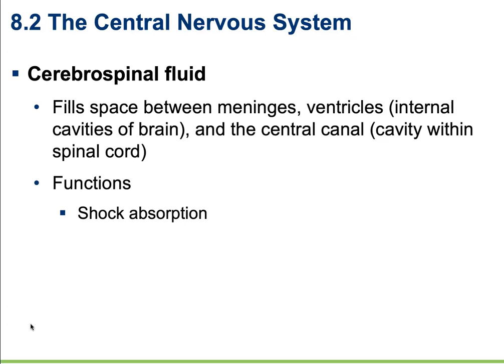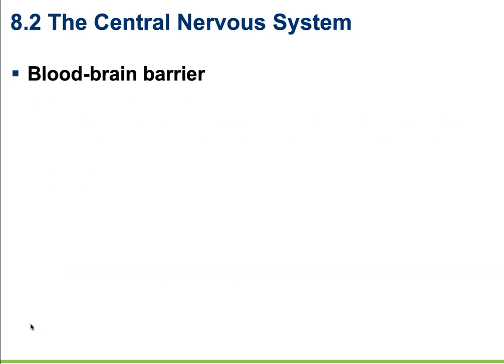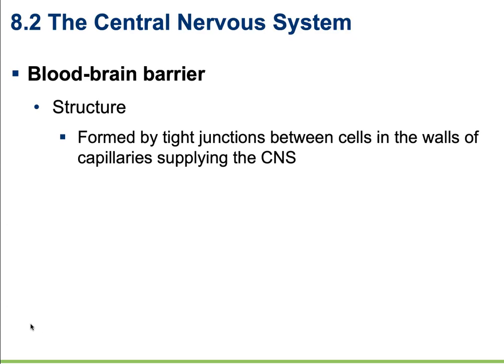Mostly, this is going to function for shock absorption, but it also does provide support and nourishment and waste removal. So this constant wash of cerebral spinal fluid helps maintain and helps provide nutrients to various parts of the central nervous system. The blood-brain barrier is one method that we have to protect our central nervous system. The way that it functions is that it's a structure formed by tight junctions between the cells in the walls of the capillaries supplying the central nervous system.